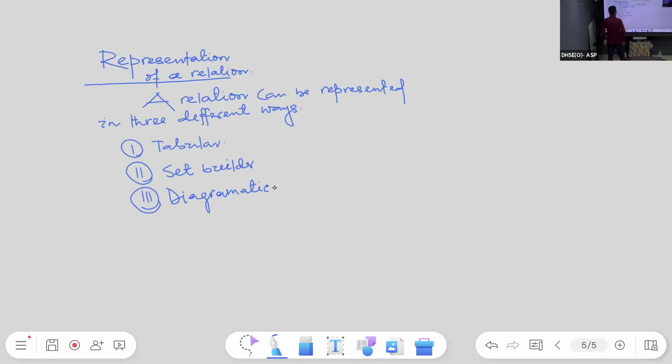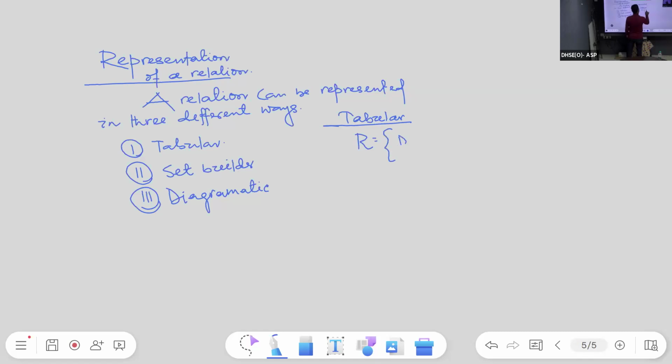First come to the tabular method. All of you know how to write a set in a tabular form. In the tabular method, each and every element of the set should be written within a pair of curly brackets, and each element is separated from the other by a comma sign. So come to an example. It is better to take the first example.